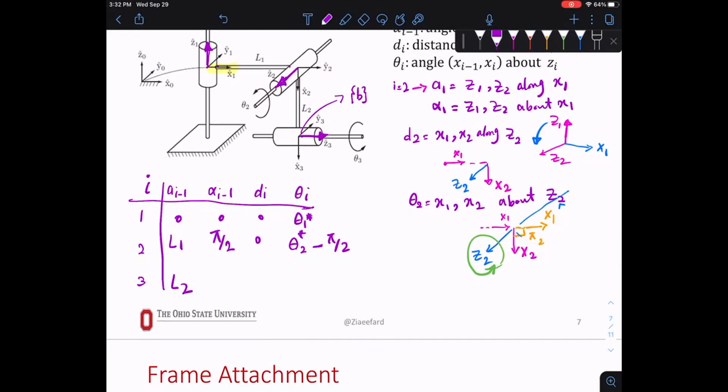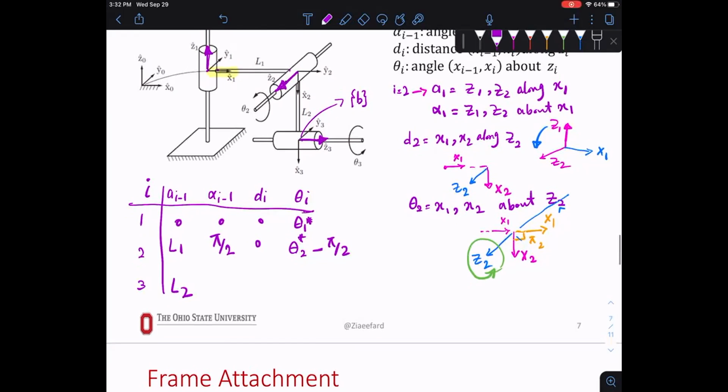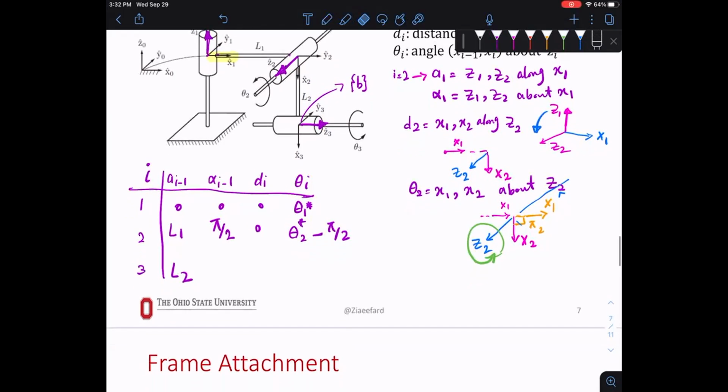Because for L2, a2 is the distance between Z2 and Z3 along X2, and X2 is in this direction, so this distance is L2. I'm not going to write out all of those. I will actually write the important ones, but this one is simple. How about alpha_{i-1}? We're going to have some discussion here.